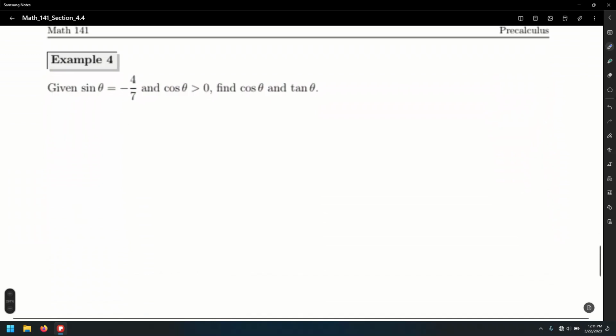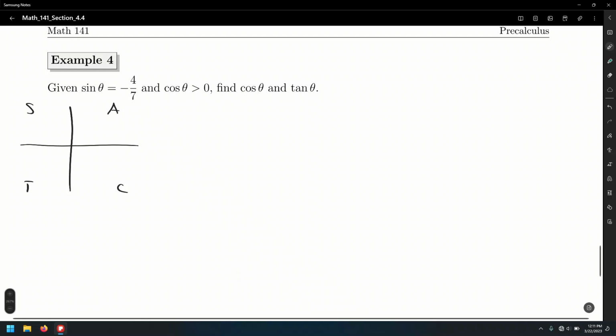Let's see another kind of problem. They're giving us the value of a trigonometric function here: sine of theta equals negative 4/7 and cosine theta greater than 0. So we need to interpret these two pieces of information. They're asking us to evaluate cosine of the angle and tangent of the angle. First of all, let's refer to the Cartesian plane. And recall that all students take calculus.